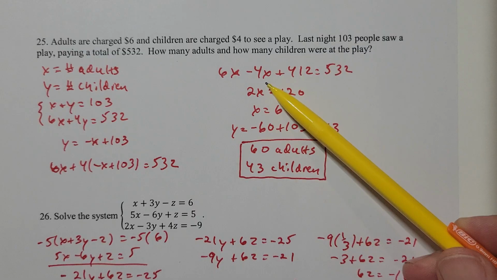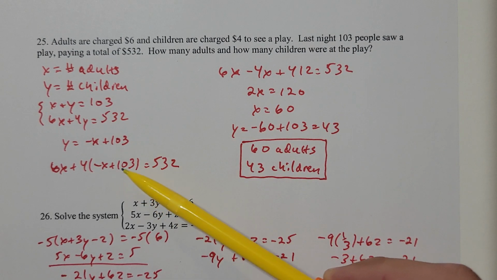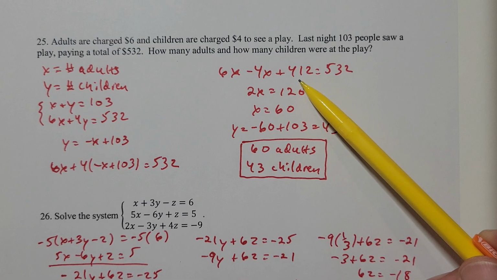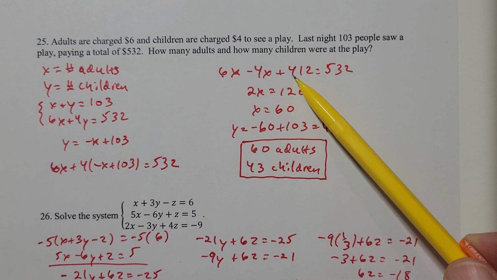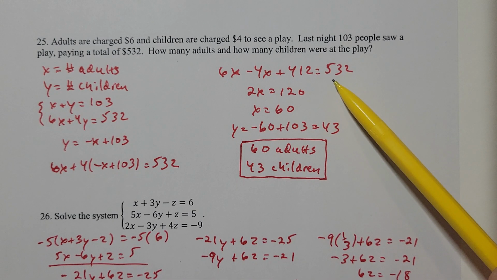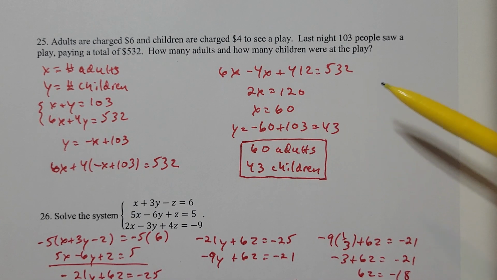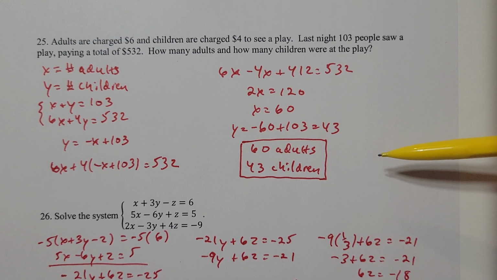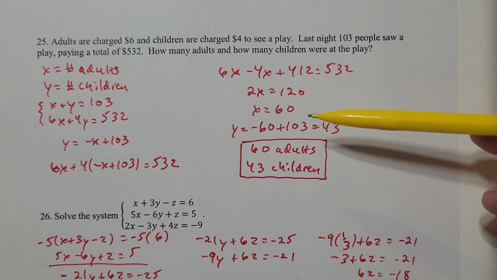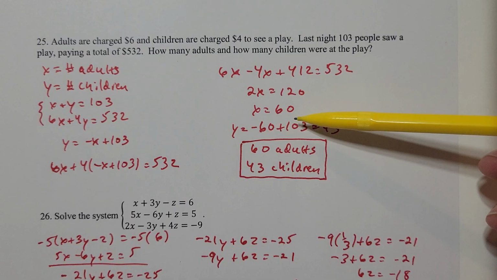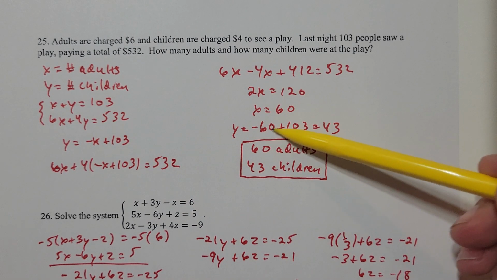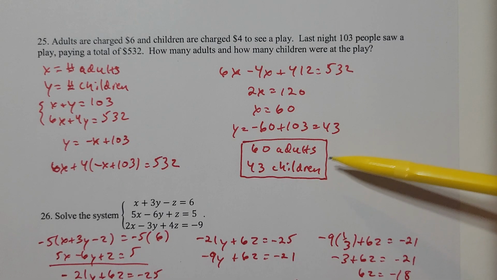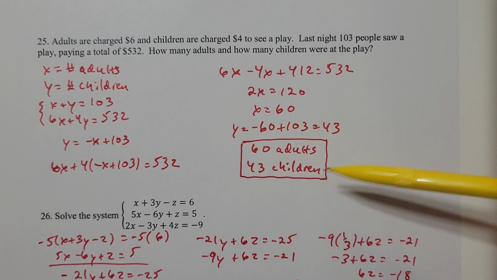When you solve that for x, we got 6x minus 4x plus 103 times 4, that'd be 412, equals 532. 6x minus 4x is 2x, and when I subtract 412 from both sides, 532 minus 412 is 120. Then if you divide both sides by 2, x is 60. So it looks like 60 adults were at the play last night. To find the number of children, let's plug x equals 60 into this equation. We got negative 60 plus 103, so there'd be 43 children at the play. I'd circle that, the answer there.